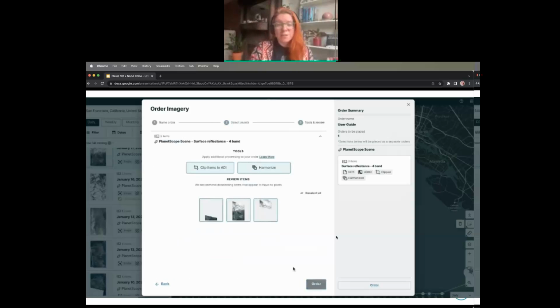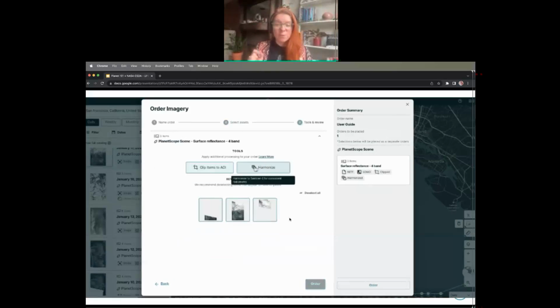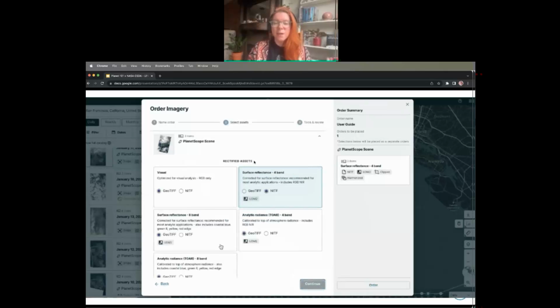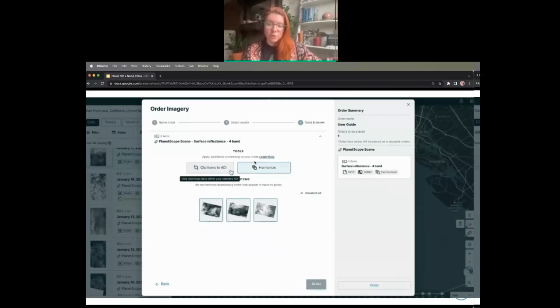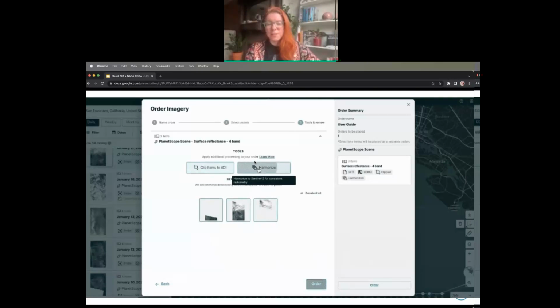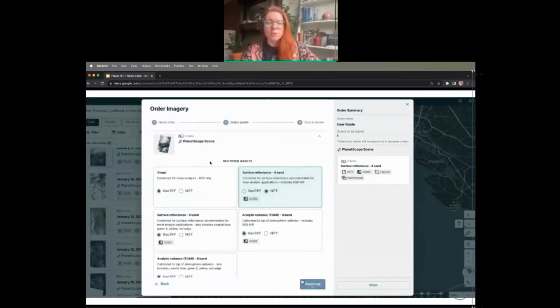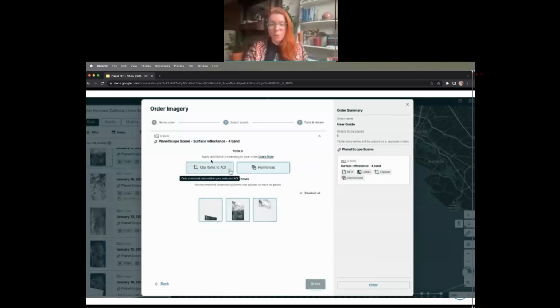You'll also see options if you're downloading surface reflectance data. This will give you the harmonize option for the Sentinel-2 data sets. That option will not show up if you download just the visual data. It will only show up in Explorer for the surface reflectance. You can also decide if you want to clip your imagery to your area of interest, or download the whole scene, through this clip items to AOI button.